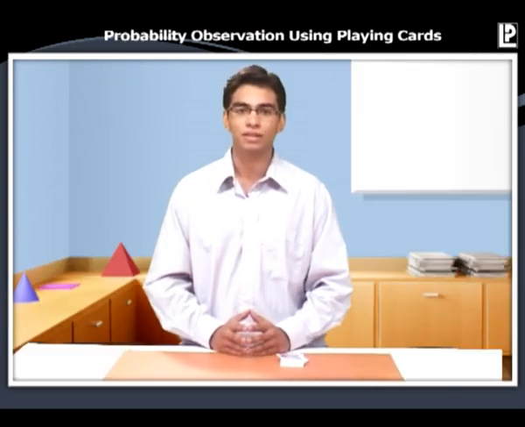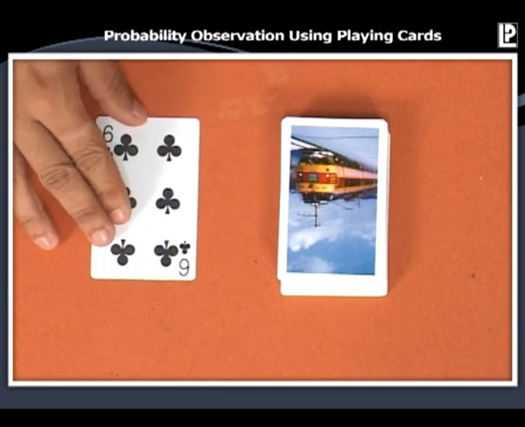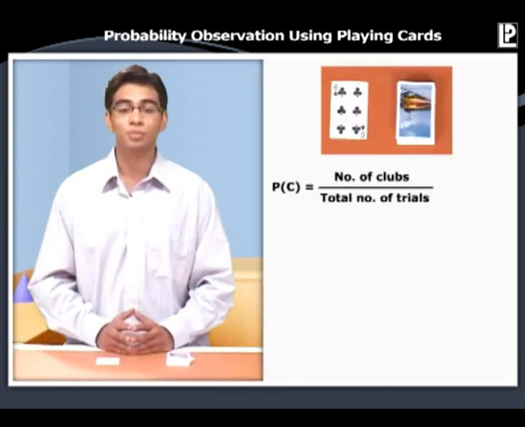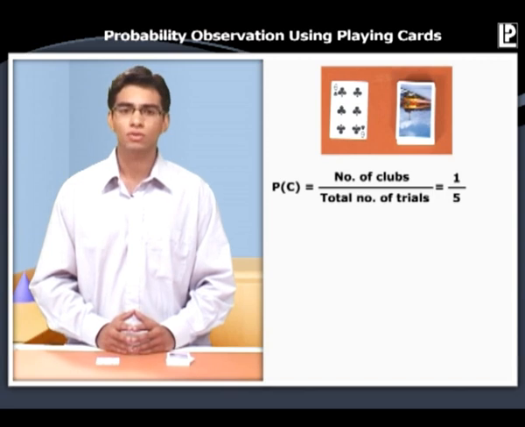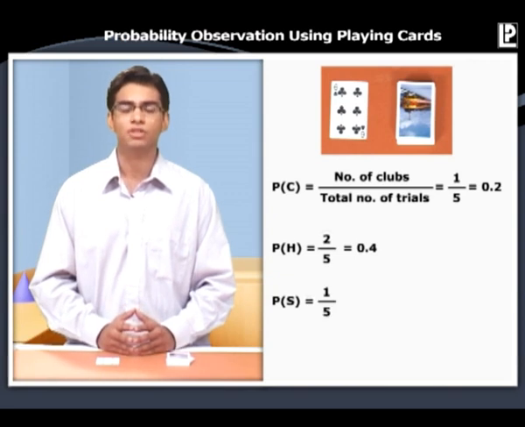Here goes the 5th trial. At last we have a club. This is the first club in 5 trials. Hence, the probability is equal to 1 divided by 5 or 0.2. The probability of the other cards, that is 2 hearts in 5 trials or 0.4, 1 spade in 5 trials or 0.2, and 1 diamond in 5 trials, which is equal to 0.2.